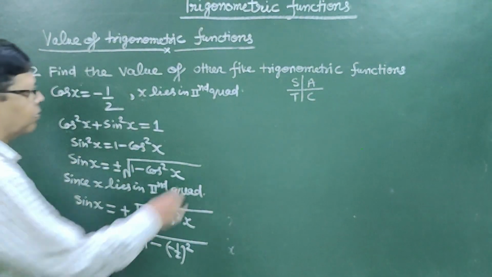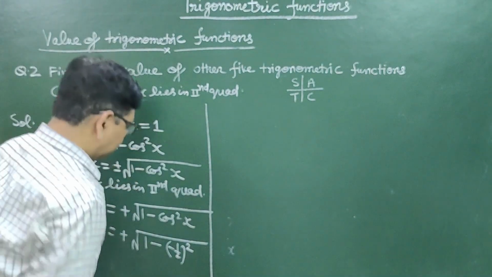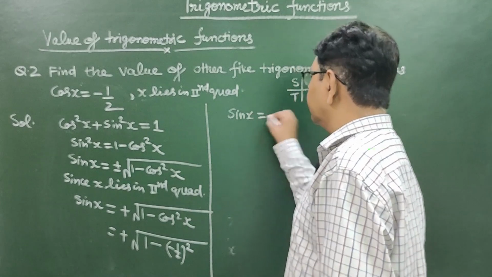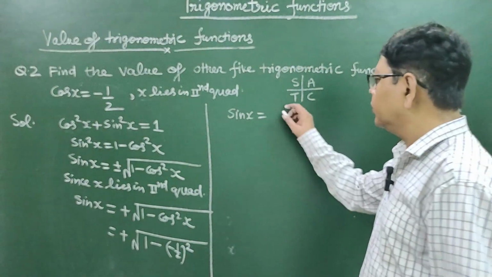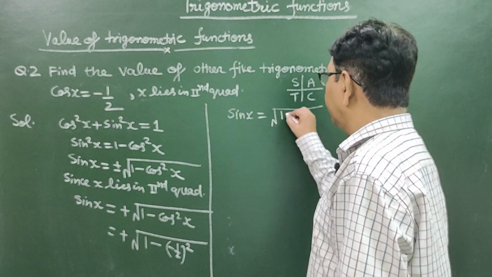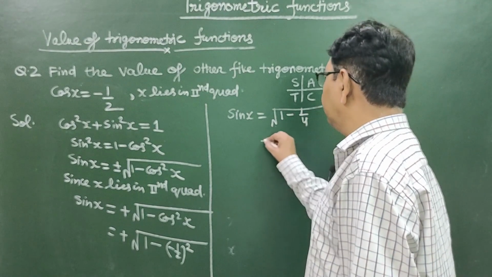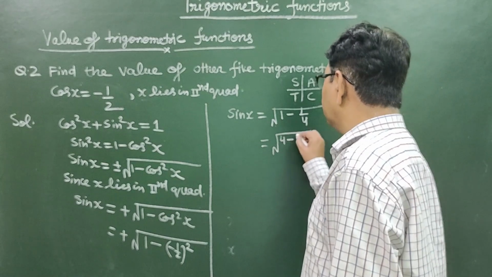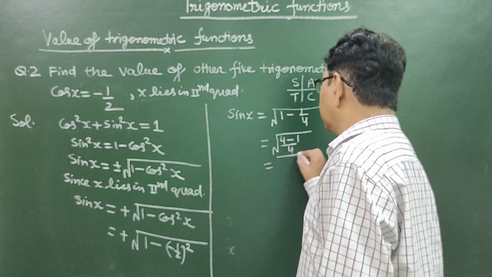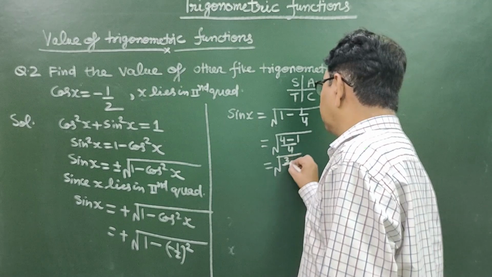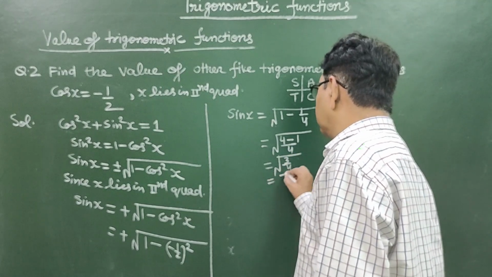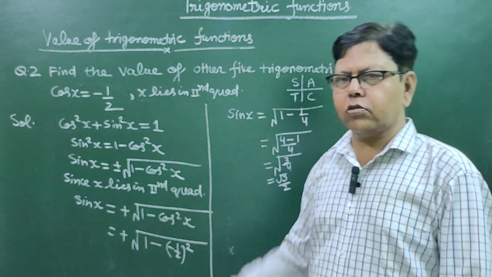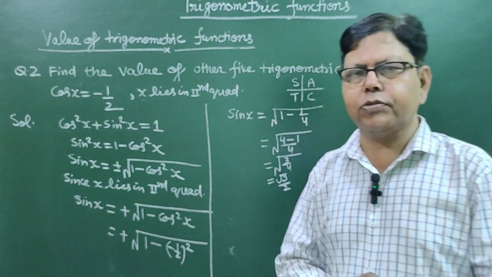And the square of minus 1 upon 2 is 1 upon 4. So the value of sin x is equal to under root of 1 minus 1 upon 4, which on taking LCM is equal to under root of 4 minus 1 upon 4, that is under root of 3 upon 4, which is equal to root 3 upon 2. So with the help of cos x, we have calculated the value of sin x.